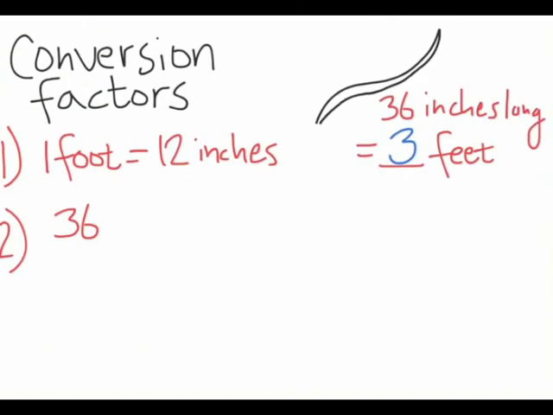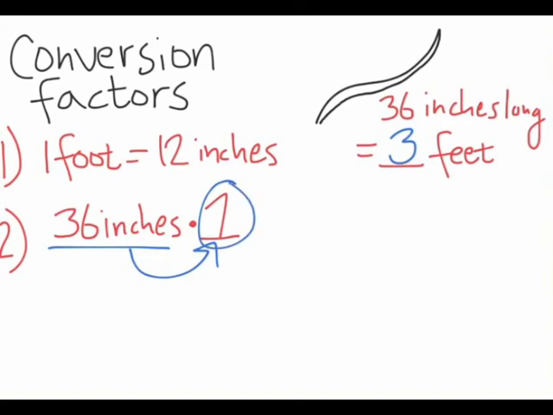Well, watch this. 36 inches. Now, we're going to take 36 inches and we're going to multiply it by something. Here's what we're going to multiply it by. 1. We're going to multiply it by 1. Isn't that exciting? What happens when you multiply something by 1? Well, it stays the same. So why in the world would we want to multiply by 1?